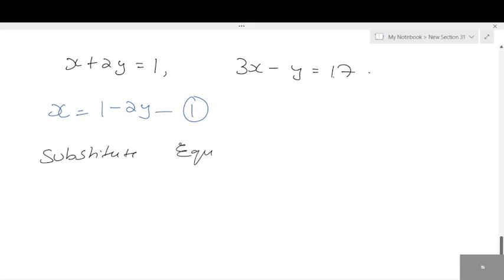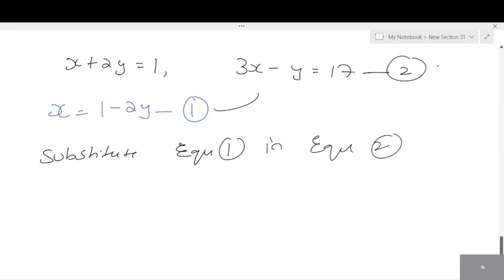Which equation are we substituting? Substitute equation 1 in which one? Then take equation 2 and substitute. What is the value of x? x is 1 minus 2y. Minus 7y is equal to 17. Will you complete the first one? Be quick. So whichever doesn't have a coefficient, take that and substitute. It is easy.